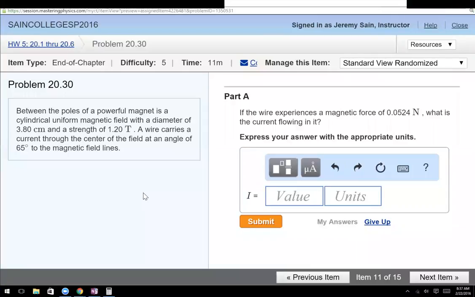Between the poles of the powerful magnet is a cylindrical uniform magnetic field with the diameter of that and the strength of that. The wire carries current through the center of the field at an angle of 65 degrees to the magnetic field lines. If the wire experiences a force of that, what is the current flowing in it? Okay.